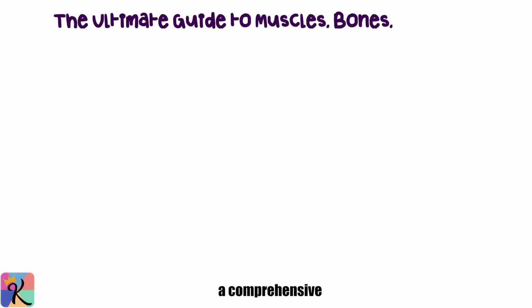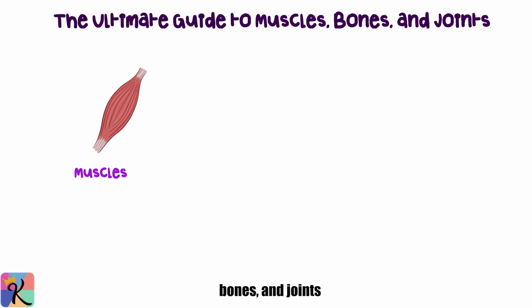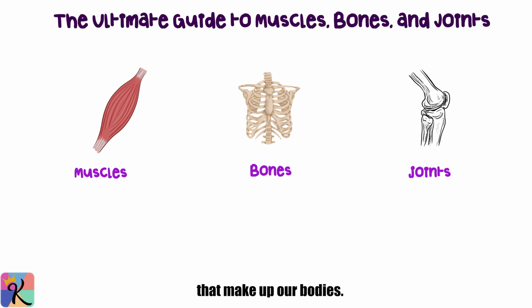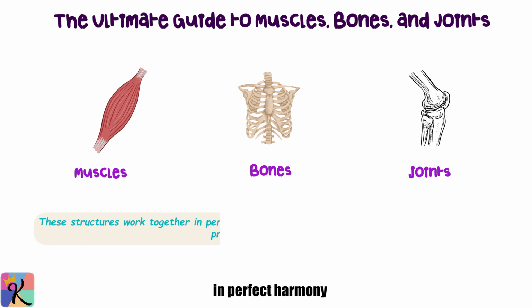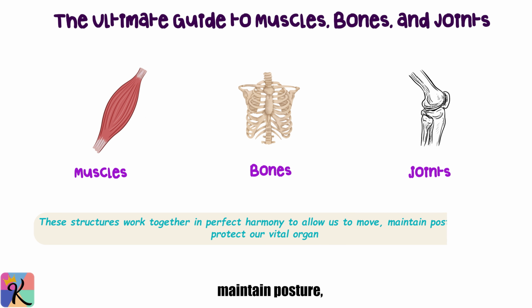So there you have it, a comprehensive look at the muscles, bones, and joints that make up our bodies. These structures work together in perfect harmony to allow us to move, maintain posture, and protect our vital organs. Understanding how these components function can help us appreciate the incredible design and capabilities of the human body.